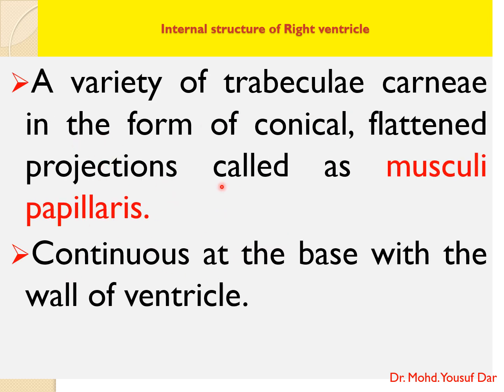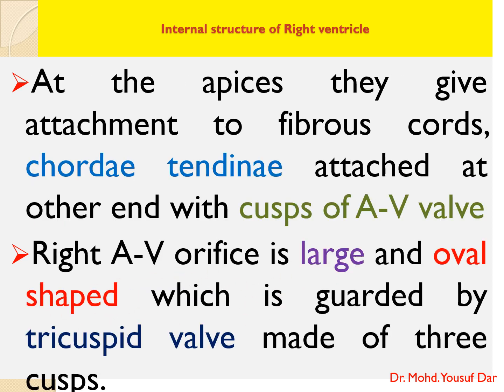A variety of trabeculae carneae are in the form of conical, flattened projections, which are known as musculi papillares or papillary muscles. These papillary muscles are continuous at the base with the wall of the ventricle, while at their apices they give attachment to the fibrous cords which are known as chordae tendineae. These chordae tendineae are attached at the other end to the cusps of the atrioventricular valves.